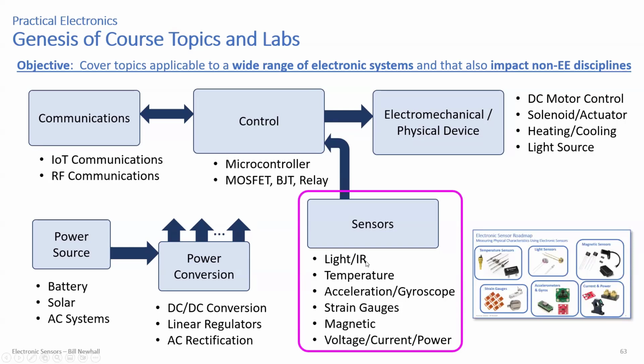So we're going to talk about light sensors, including infrared sensors, temperature sensors, strain gauges and accelerometers and gyroscopes, magnetic field sensors, and current and power sensors, or how do you determine, let's say, power delivered to a device using sensors. So we're going to dig into these topics and talk about how the sensors work and then how to use them. Okay, so I think having a basic knowledge of how they work will help you decide what kind of sensor you need for your application, and then how to use them, just basically how to connect them in a circuit and get them to work.